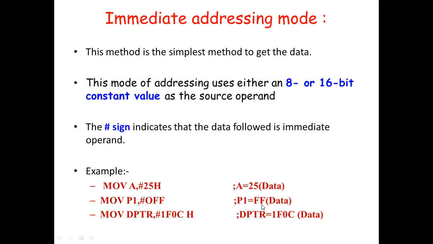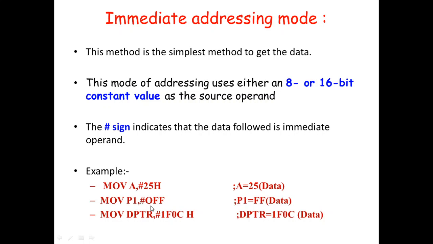The next problem statement is I want to transfer the immediate number FF to one of the ports, for example P1. In that situation I am just writing the instruction MOV P1, #0FF. Now why is it 0?